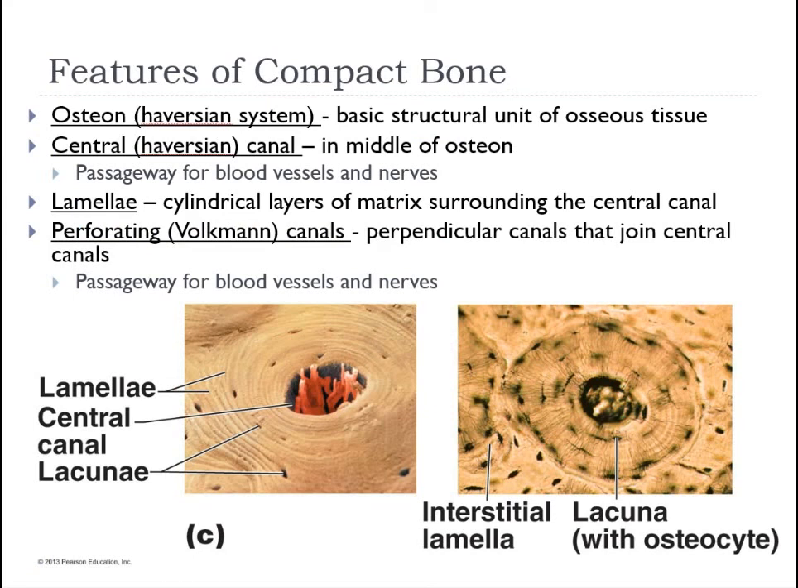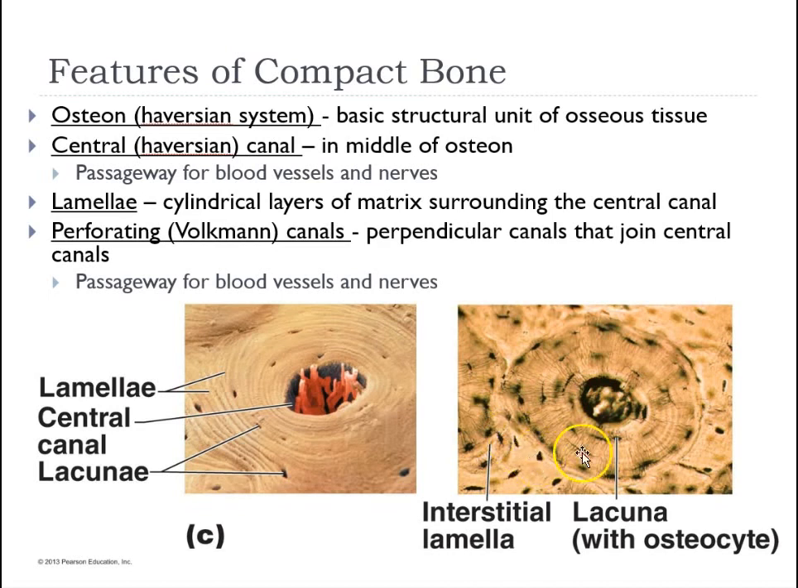The features of the compact bone, there are going to be different areas that we kind of have to know and maybe even label for an exam. An osteon is going to be the basic structural unit of the bone tissue, so it's going to be the bone itself. The central canal is in the middle, and this is going to be an area where blood vessels and nerves can come through. The lamellae are going to be these cylindrical layers of matrix that surround the central canal, so you can see this round layer, and then you can almost see another round layer right over here. We'll see some better pictures in a minute.